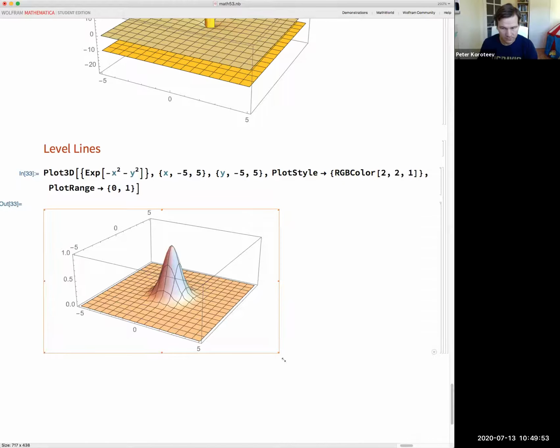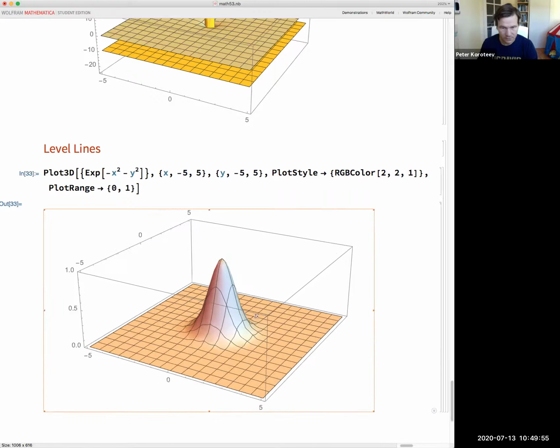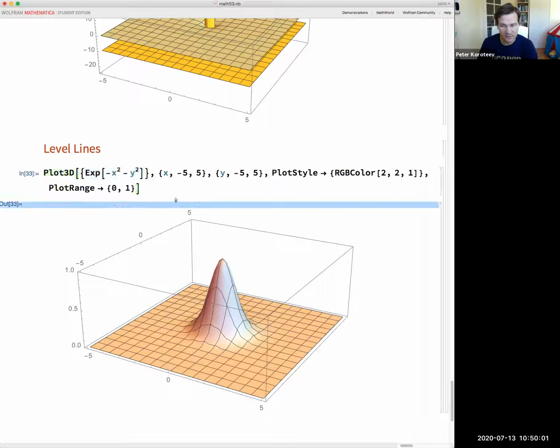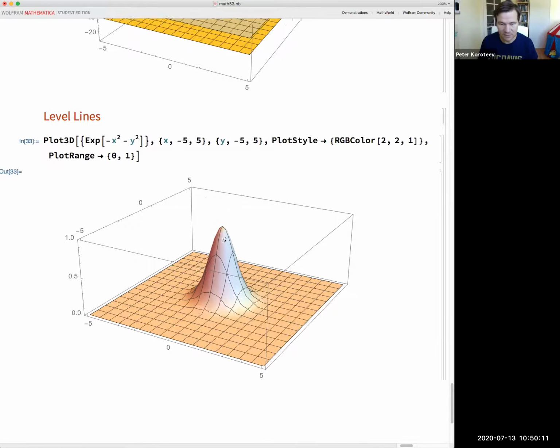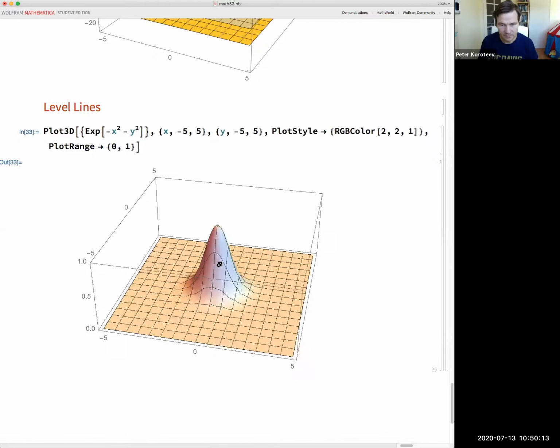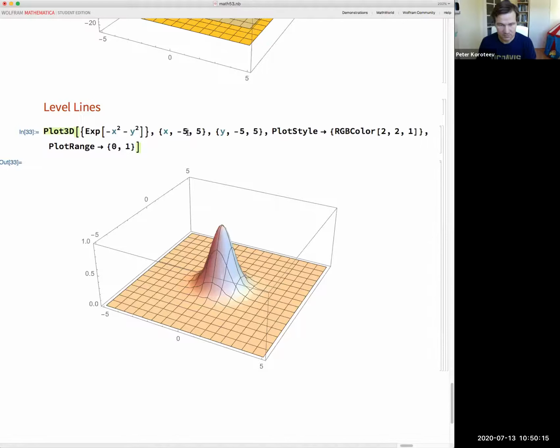Okay, so you have probably seen this function before. It's the Gaussian, and every slice, if you make a slice through either an x equals constant plane, or along the x-axis or the y-axis, you will have a Gaussian. So here it looks like this, let's make it a bit smaller.